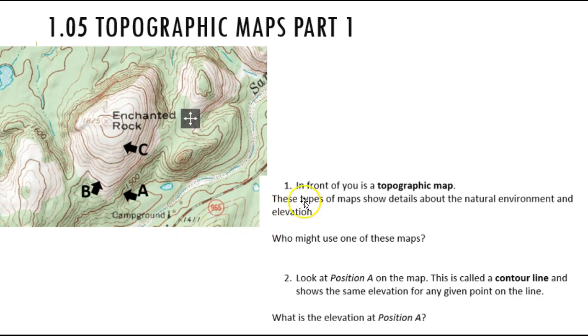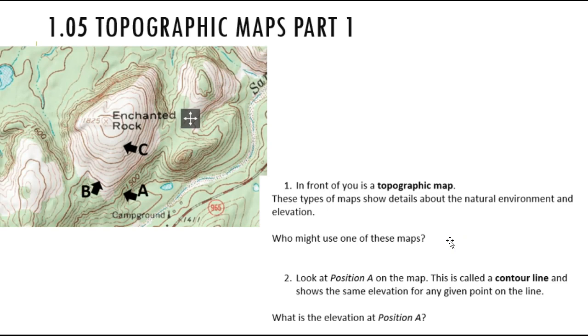So in number 1, it says in front of you is a topographic map, which we know now. This is our topographic map. These types of maps show details about the natural environment and elevation. Who might use one of these maps? This is something where I want you guys to do a little research. You can look at the Map Web Rangers website, which would be in the email where I've sent out this help video. Or just go to Google and say who uses topographic maps, and it will give you some ideas if you don't already know.